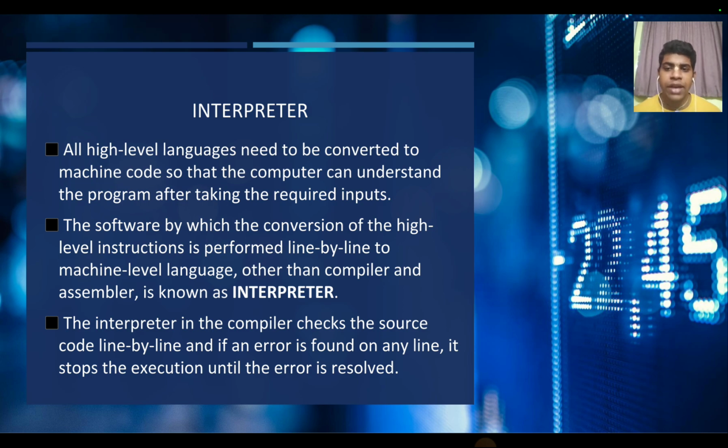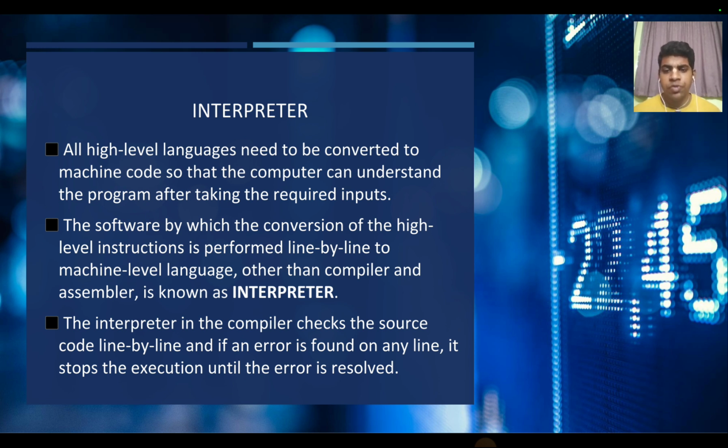All high-level languages need to be converted to machine code so that the computer can understand the program after taking the required inputs. Now we all know that the machine does not understand the language that we speak, such as English and Hindi. But the machine does understand its own language, that is machine code. So the job of the interpreter is to convert this high-level language such as C++, C, Java into machine code, which the machine will understand.